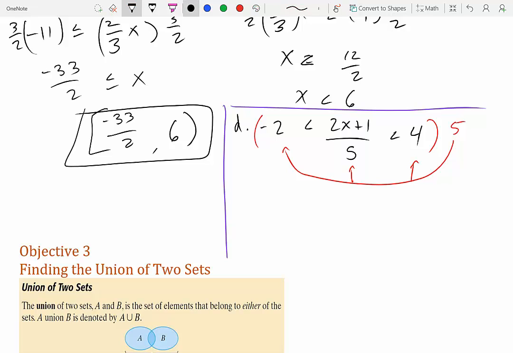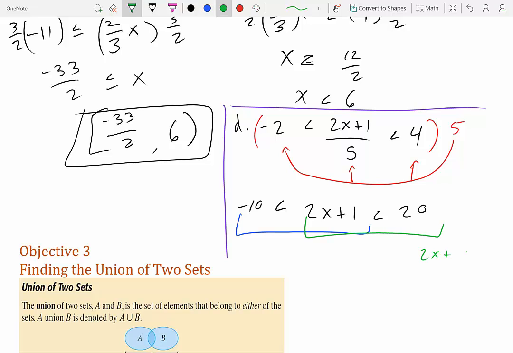So we have 5 times negative 2 is negative 10. That's less than, when you multiply the LCD by the fraction, it gets rid of it. So we're just left with 2x plus 1. And then 5 times 4 is 20. Now, it's a lot easier to work with, and we can break it up. So we have 2x plus 1 is less than 20.